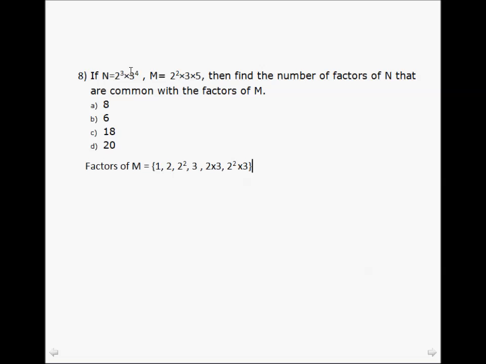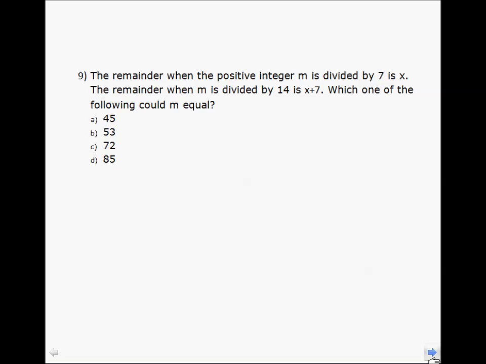And since we have 2 square here and 2 cube in n, all the factors of 2's which can be made from m are factors of n. Since the power of 3 here is less than power of 3 in n, all the factors which contain 3 would be factor of n. So how many factors? 1, 2, 3, 4, 5 and 6. 6 would be those factors which are common with n. That's how we solve this question. Let's go to next question.